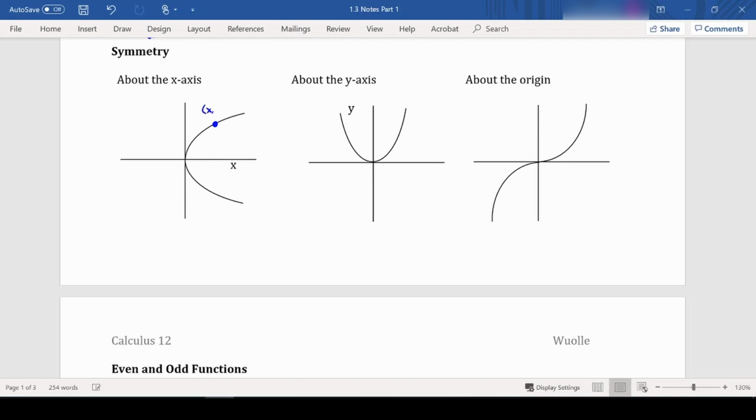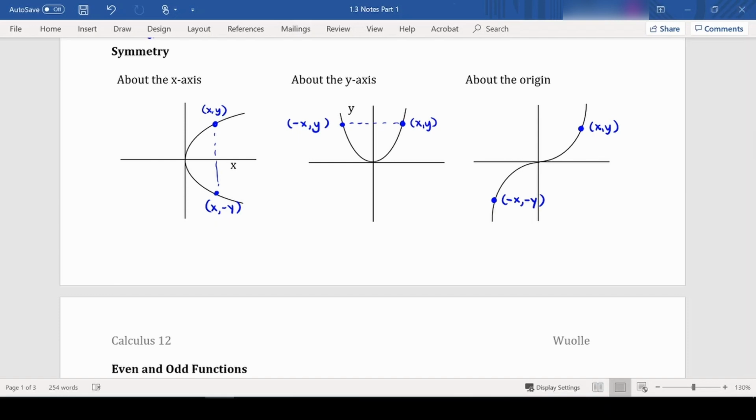So if I have this point (x, y) in my positive quadrant here, and I have symmetry about the x-axis, the corresponding point should be (x, -y). If we have symmetry about the y-axis and I take that point (x, y), the corresponding point would be (-x, y). For symmetry about the origin, this one's going to have a change in x and y. The corresponding point will be (-x, -y).